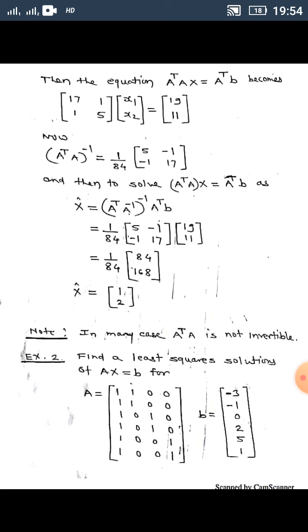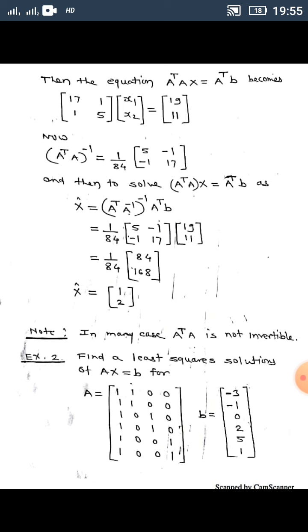The both off-diagonal elements are 1, 1, so we just have to change the sign. These two off-diagonal elements are of plus sign, so that will become minus minus. So now A transpose A inverse is 1 upon 84, 5 minus 1 minus 1, 17.